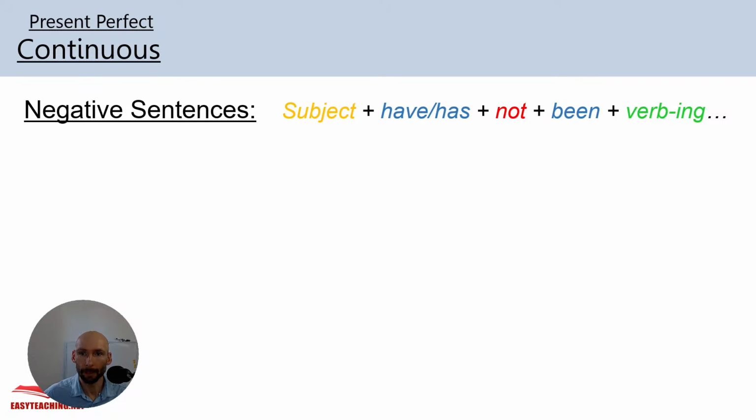Okay, excellent. It seems like everybody's going okay. So let's move on to negative sentences. Here's the structure for negatives. You'll notice a word has been added, and that word is not. Notice that it comes between our two auxiliary verbs. So we'll either say have not been or has not been.